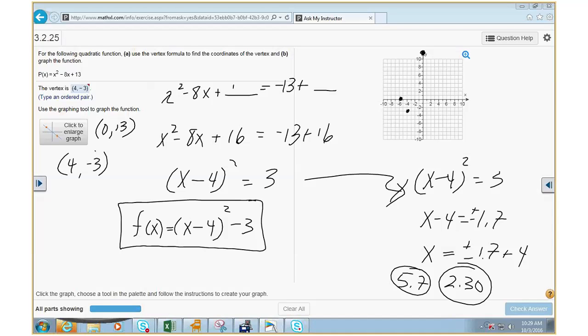It shouldn't be. What are your x-intercepts? 5.7 and 2.3. Oh, 5.7, there we go, and 2.3. So that means our vertex is wrong, like you said. Somebody look and see where I'm wrong with the vertex.